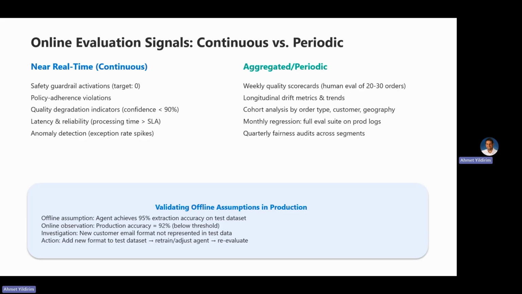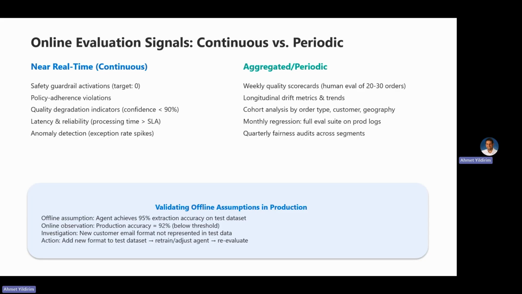Periodic signals include weekly quality scorecards based on human evaluation, for our sales order agent, let's say 20, 30 orders. Drift metrics and trends, cohort analysis by order type, customer and geo, monthly regression running the full eval suite on production logs, and quarterly fairness audits across segments can be counted.